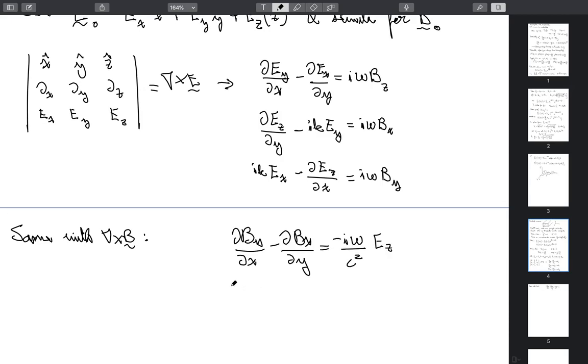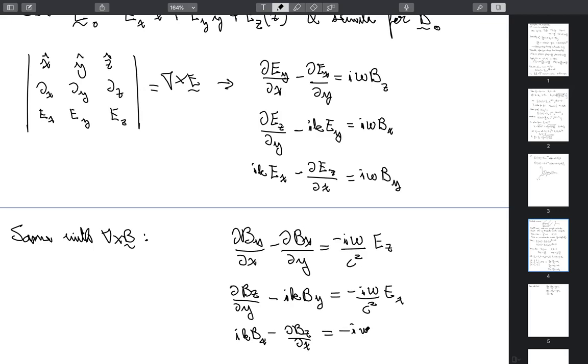And the other two components, the one along x here, so dBz/dy. Once again, the z dependence of the By is just pulling out an ik. So dBz/dy minus ik By is equal to minus i omega over c squared Ex, and then ik Bx minus dBz/dx is equal to minus i omega over c squared Ey.